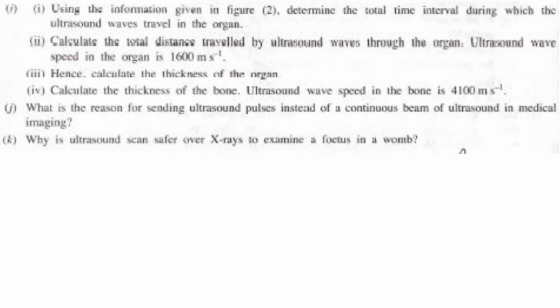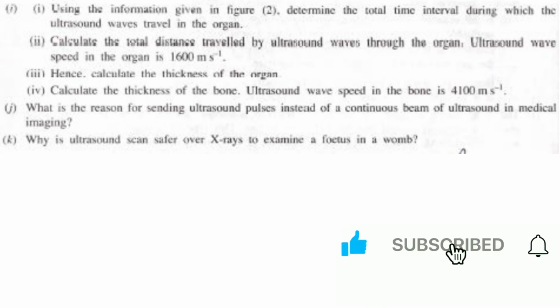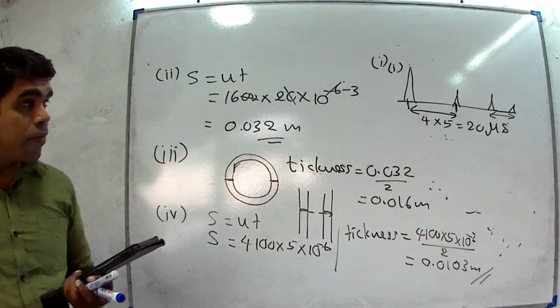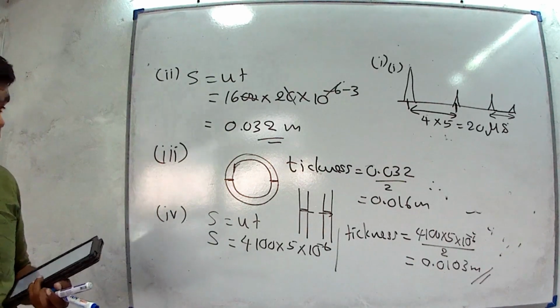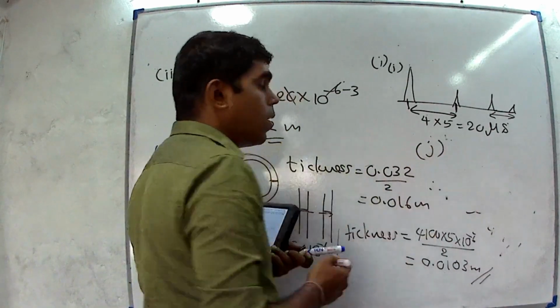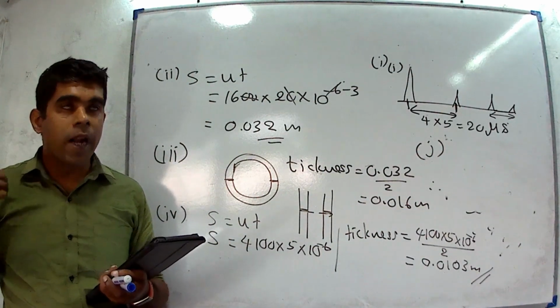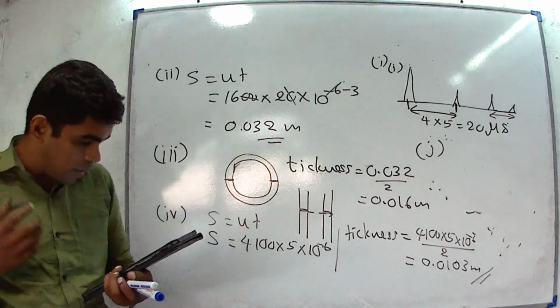Part J, what is the reason for sending ultrasound pulses instead of a continuous beam of ultrasound in medical imaging? We have to consider that we have to get the reflected wave before giving the next pulse. Then we can write the answer for part J. We have to get the reflected pulse by using the oscilloscope before giving the next pulse.